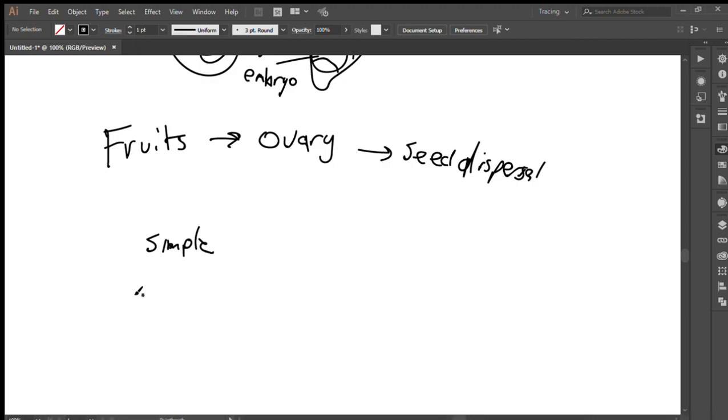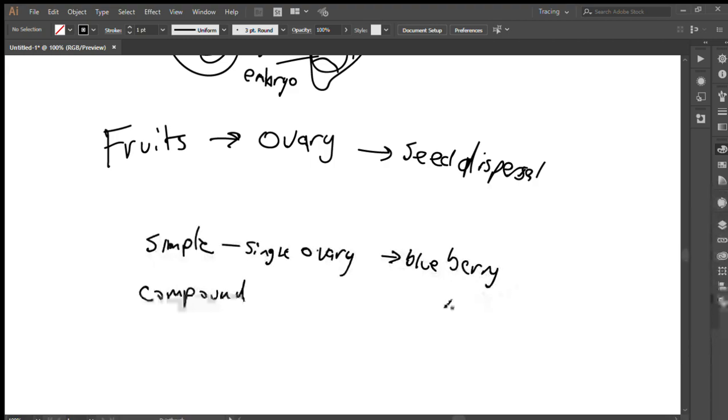Simple fruits versus compound fruits. Simple versus compound. Simple fruit, single ovary. So one ovary becomes one fruit. Example of this: blueberry, apple, cherry, things like that.